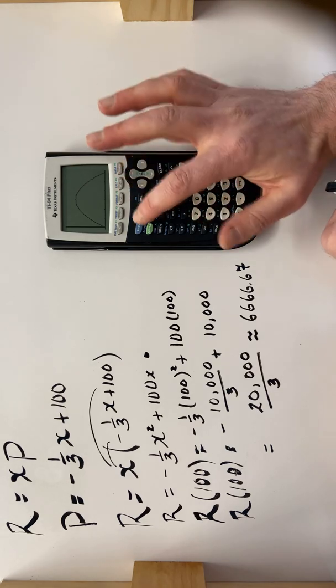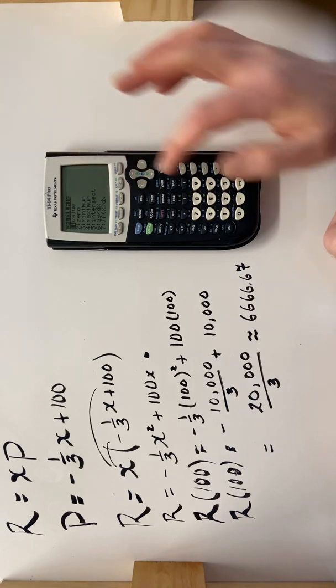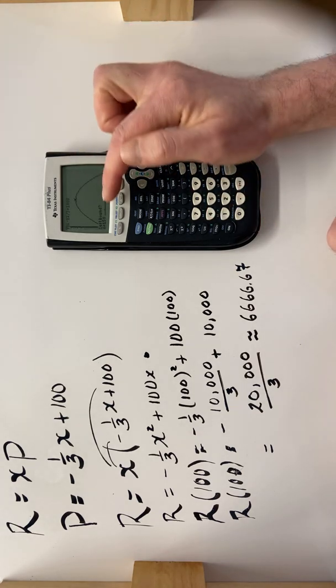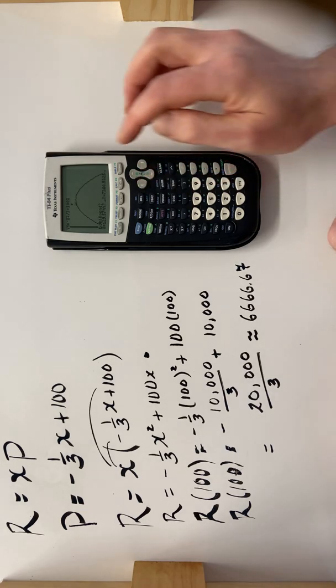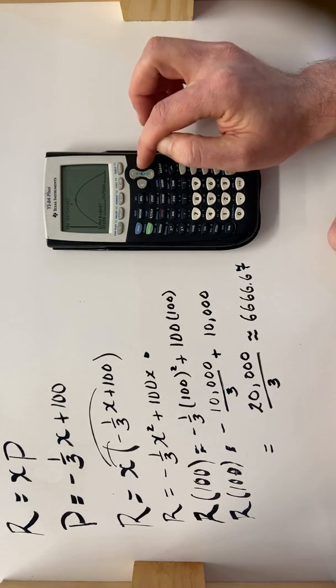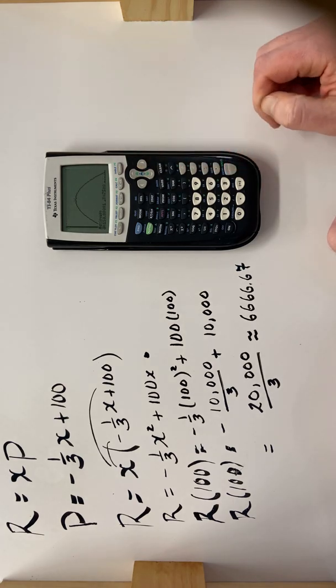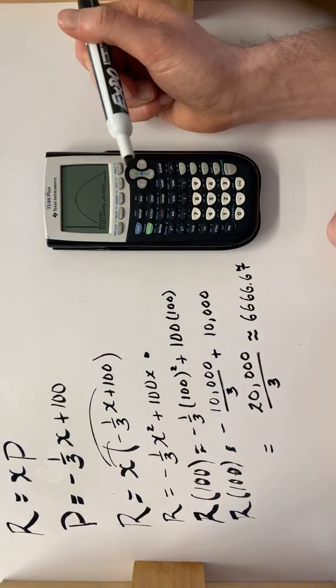So if I go to second function, calculate, and I want the maximum, that's number 4 right there. You can see that I'm asked for the left bound, so I'm going to go a little to the left, hit enter. My right bound, I'm going to go a little to the right, enter. Now I guess, and it gives me that the maximum X is at 150.